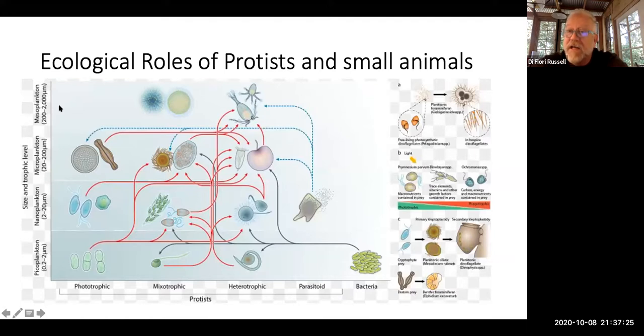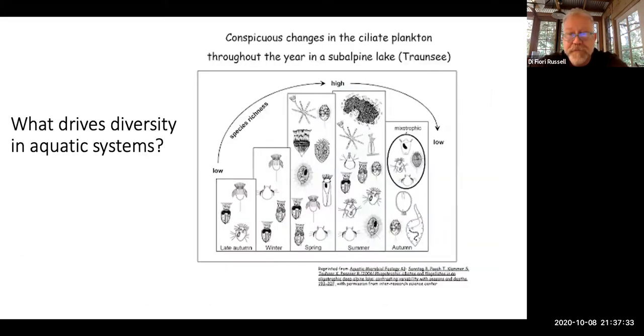So there's a wide variety of sizes that kind of gets confusing, and I'll try to point some of these out later in a microscope slide photo that I've got for you.